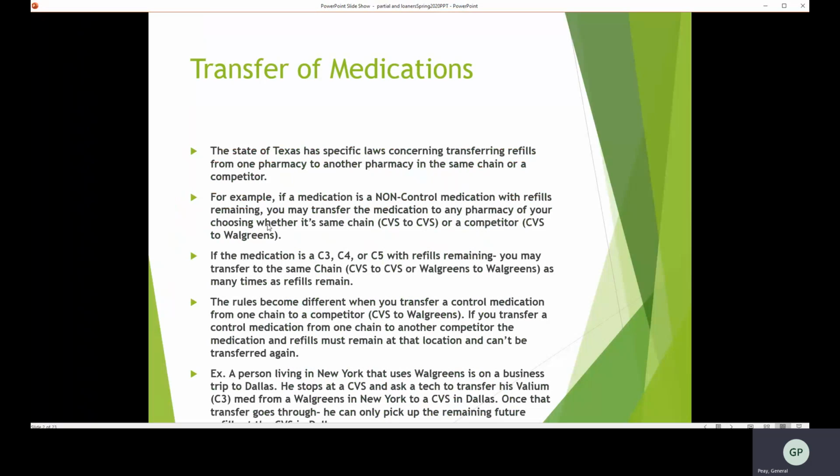This is important when people actually travel. And I gave you a little example at the bottom. Let's say a person living in New York that uses Walgreens is on a business trip to Dallas. He happens to know that he left his Valium, or a controlled substance, back at home, and he wants to transfer that medication from the Walgreens he uses at home to a CVS. Let's just say he's at a business meeting, and the hotel he stays at right across the street is a CVS.